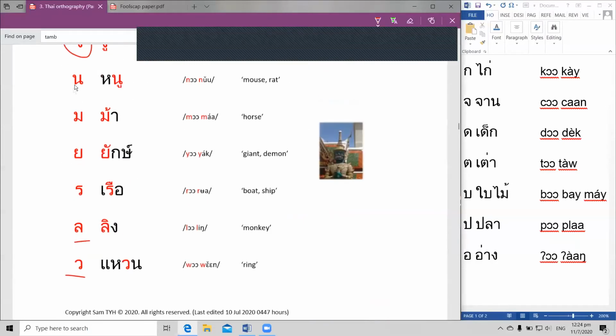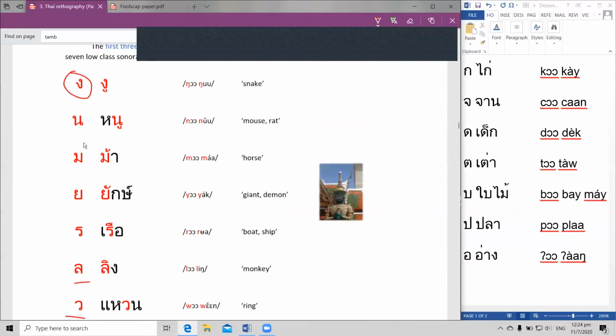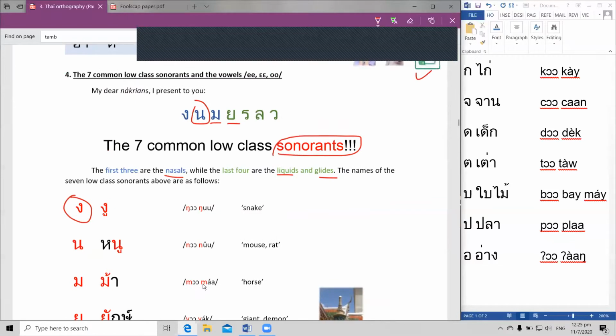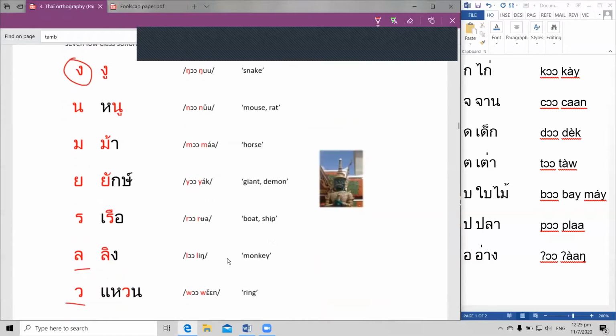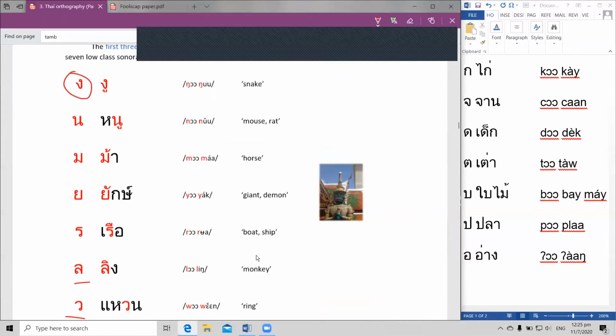Over here, they are all very smooth, like e, r, l, w, right? Anyway, let's learn how to write these 7 low class sonorants.